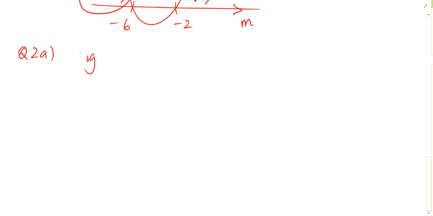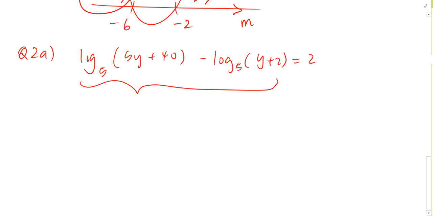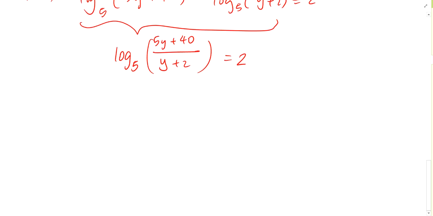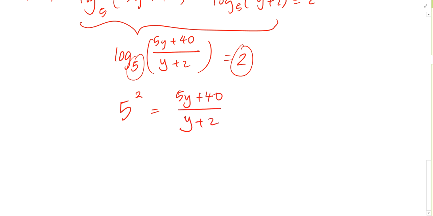log base 5 of (5y plus 40) minus log base 5 of (y plus 2) equals 2. Quite clearly, we can combine these two. Same base: log base 5 of (5y plus 40) divided by (y plus 2) equals 2. Okay, so now convert it to our exponential form. Base 5 to the power of 2 equals (5y plus 40) over (y plus 2).